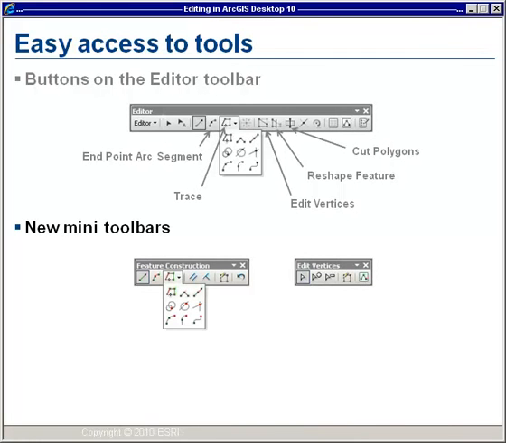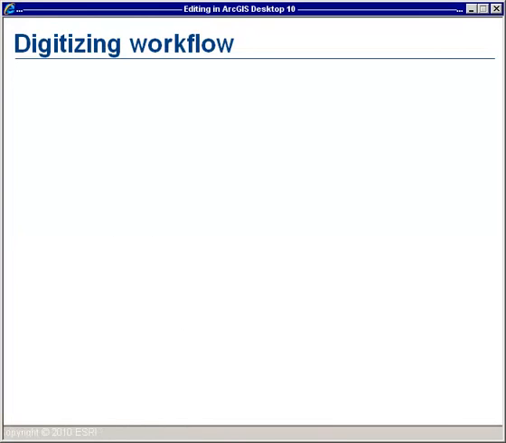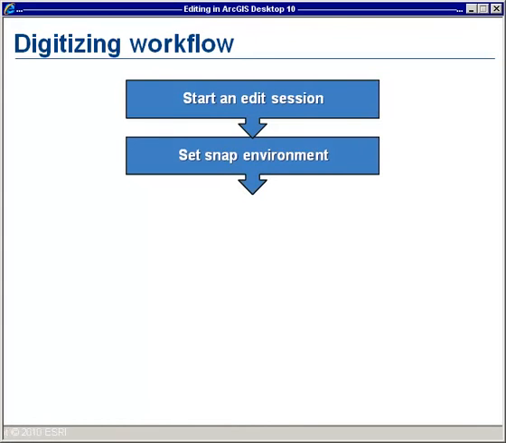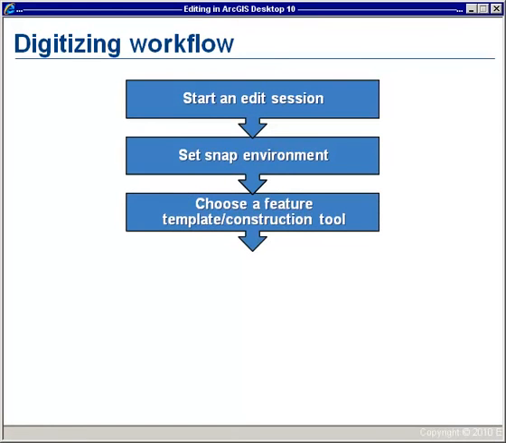All right, so in summary, our digitizing workflow has been streamlined a lot. Starting an edit session, you can either do it from the editor toolbar, or you can right-click on any layer in the table of contents and start an edit session for the layer and for the entire workspace that contains the layer. You set your snapping environment in one central location, and that's the snapping toolbar. And then you choose a feature template from the Create Features dialog.